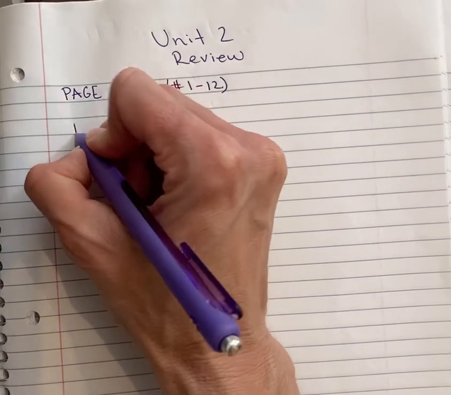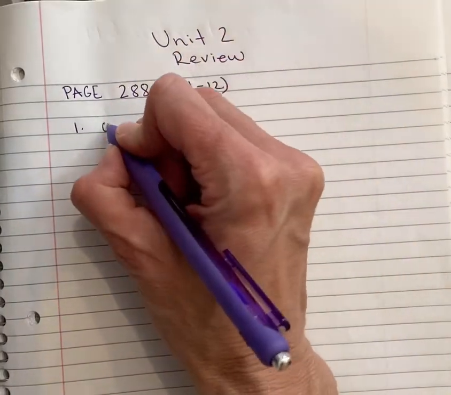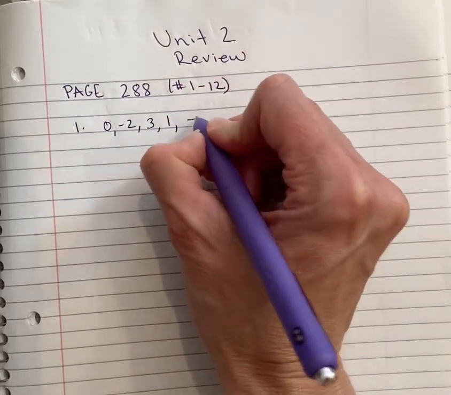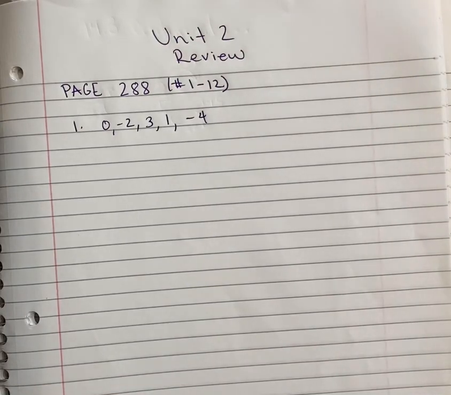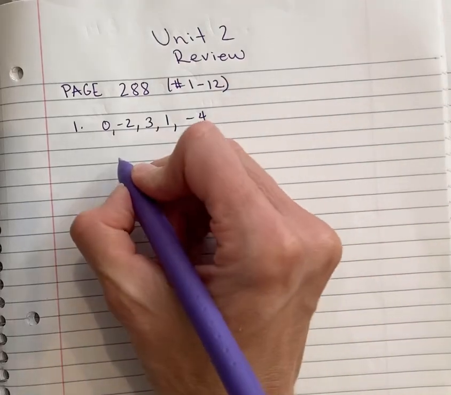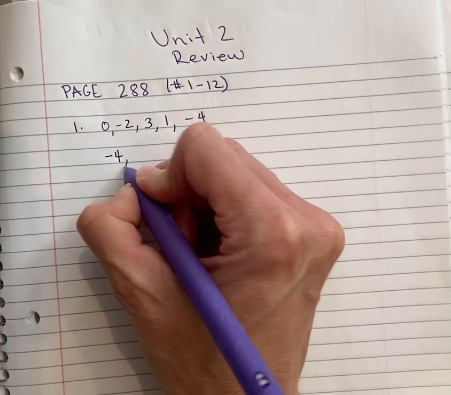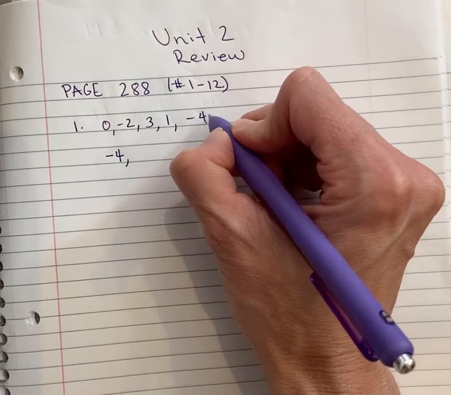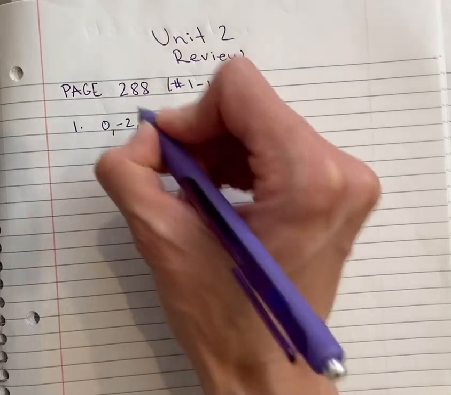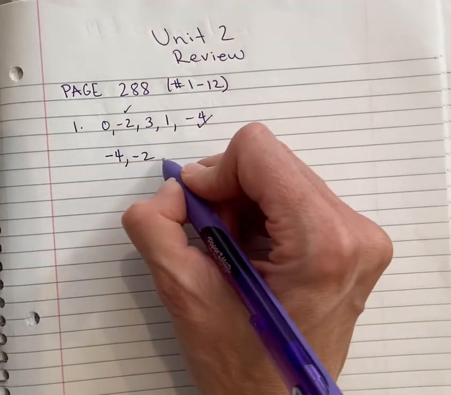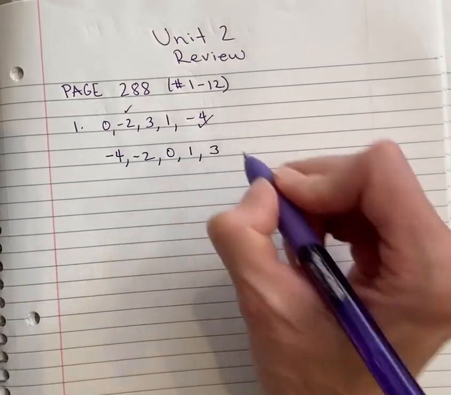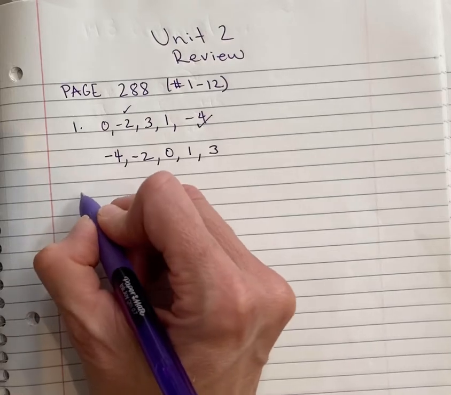Okay, so for number 1, we're given a set of integers, 0, -2, 3, 1, and -4. Our job is to order those from least to greatest. Negatives are always smaller than positives, so -4 is our smallest integer. It's farthest to the left on the number line. We only have one more negative left, which is -2. Then we can plug in our positives, 0, 1, and 3. So here's our list from least to greatest.